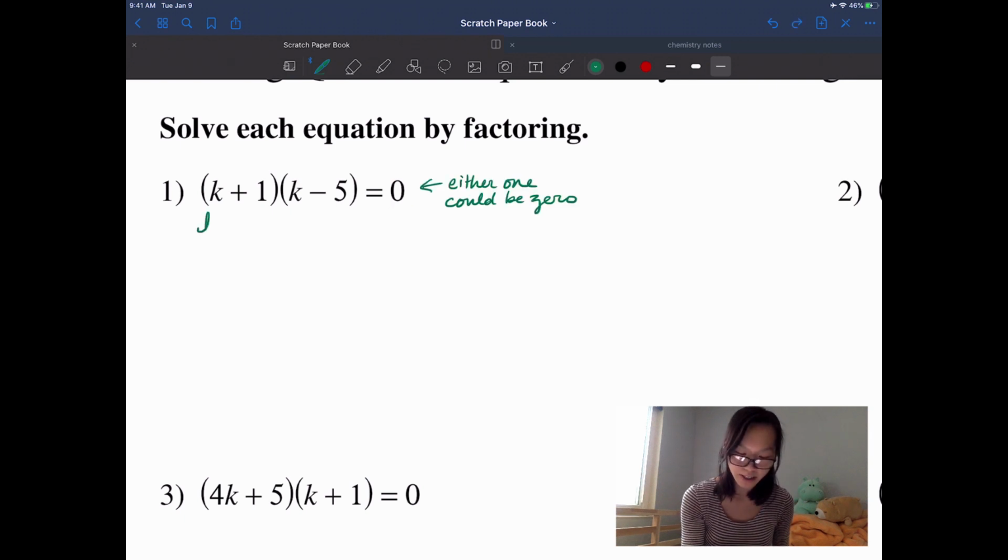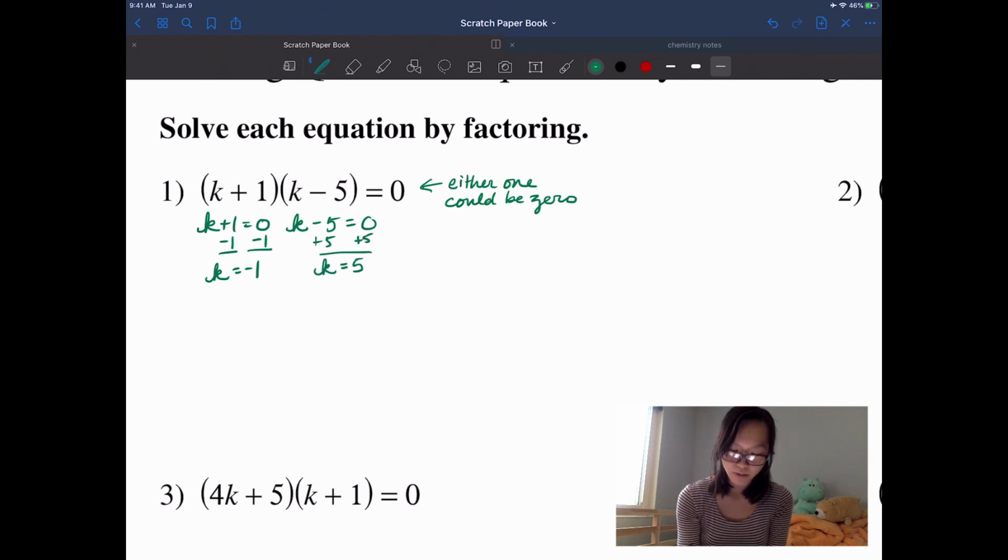Ready? We could say k plus 1 equals 0, or we could say k minus 5 equals 0. And then we could subtract 1 on both sides for this one right here. You should get k equals negative 1. And for this side, you could add 5 on both sides, and you could get k equals 5. These are your two solutions for this quadratic.